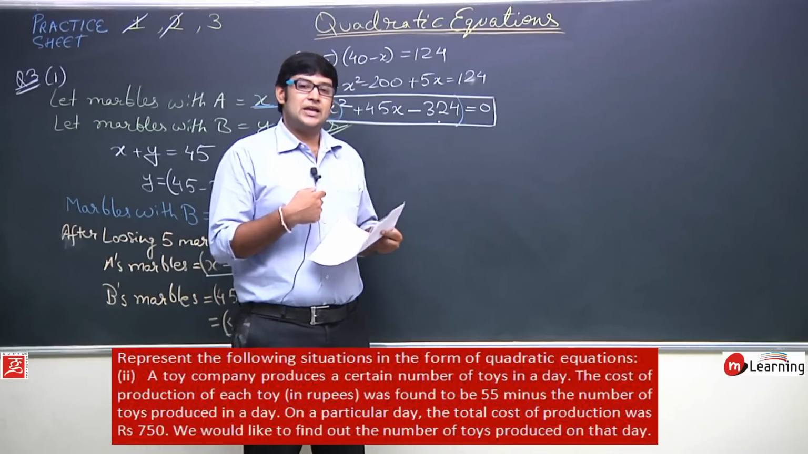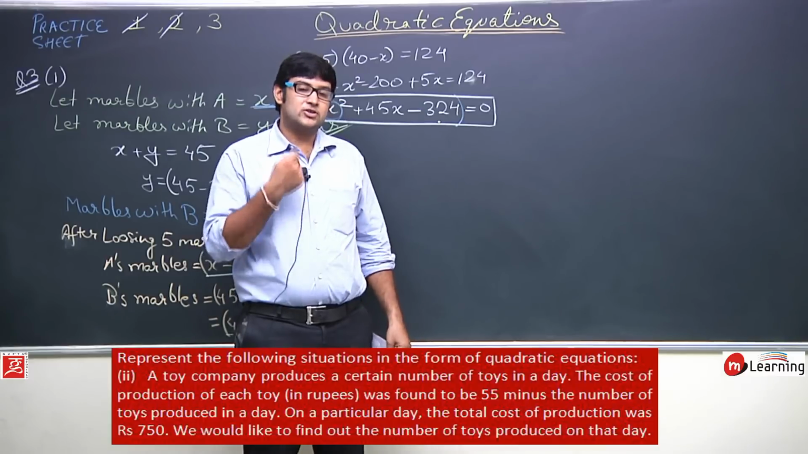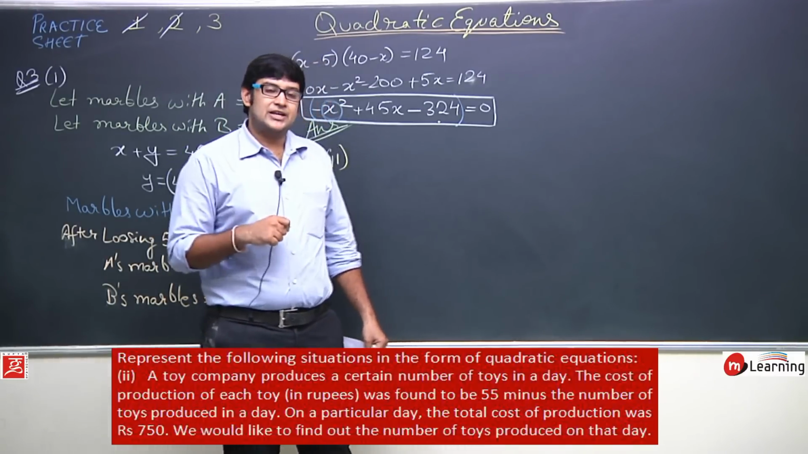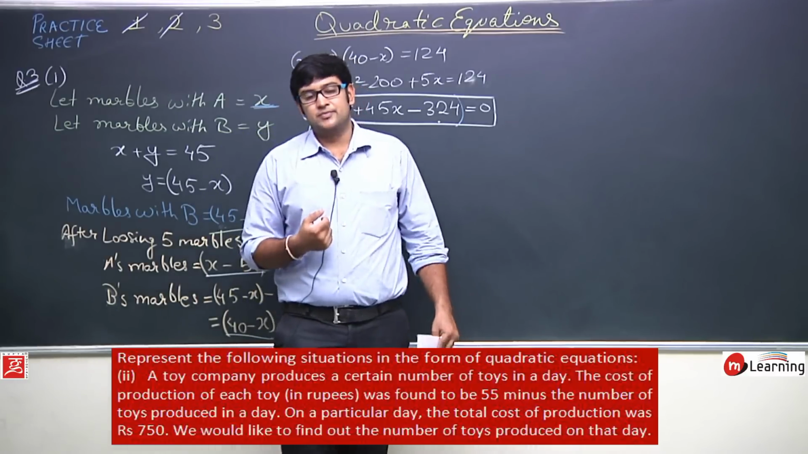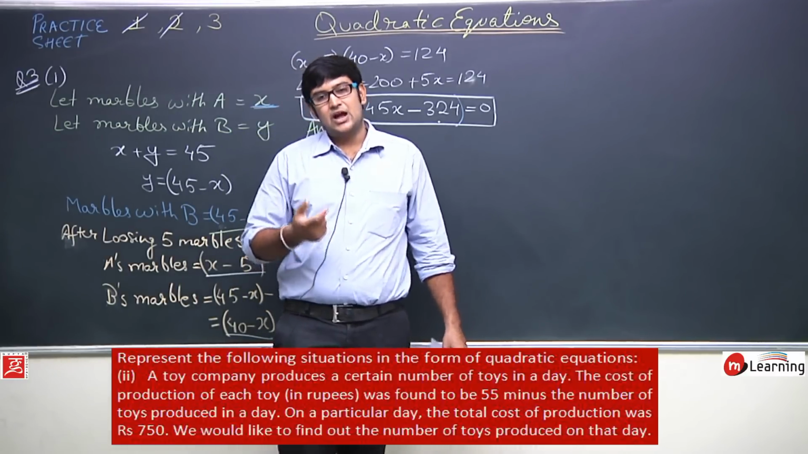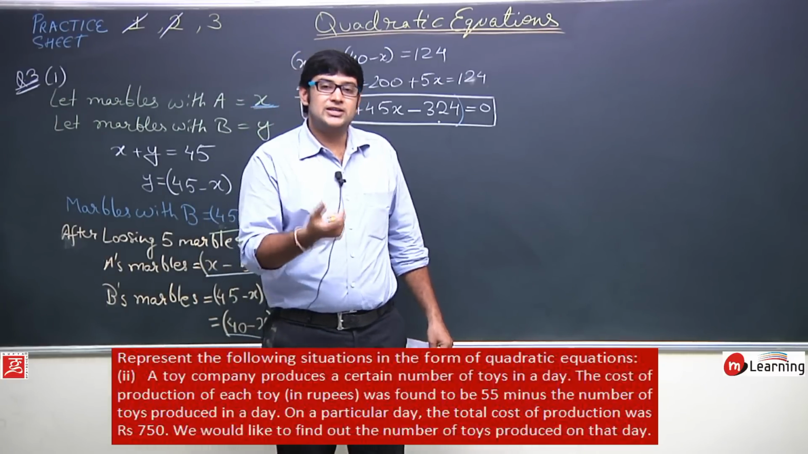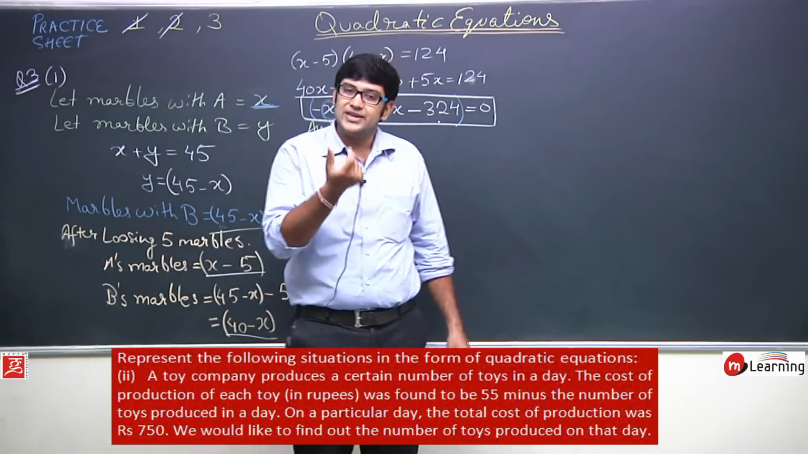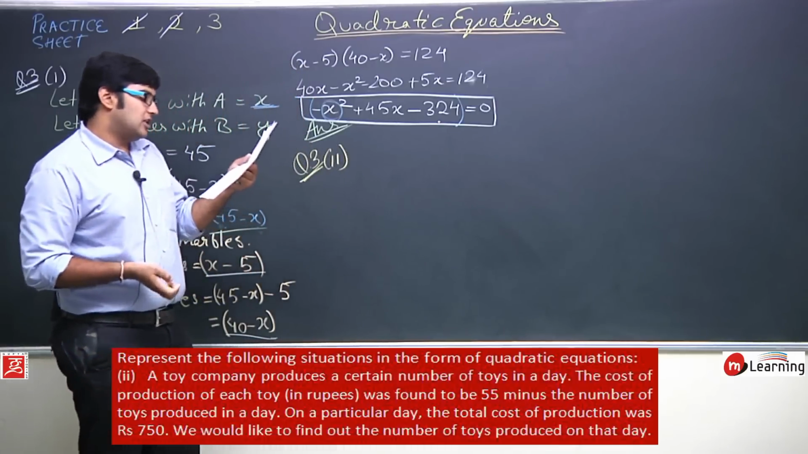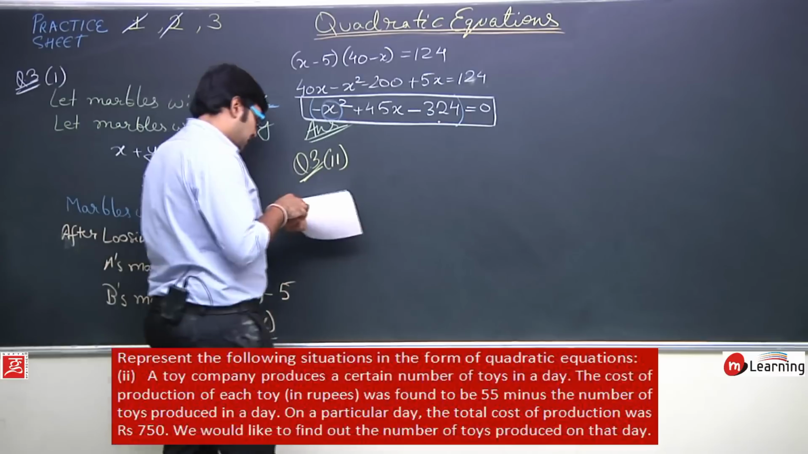For example, I buy 10 pencils. Each pencil costs 5 rupees. So how much money do I need to pay? 5 into 10. In the similar manner, if I produce 10 toys and the cost of producing each toy is 5 rupees, then the total cost of production will be equal to number of toys into cost of production of each toy. So in this question, we need to determine the number of toys. So our variable will definitely be number of toys.